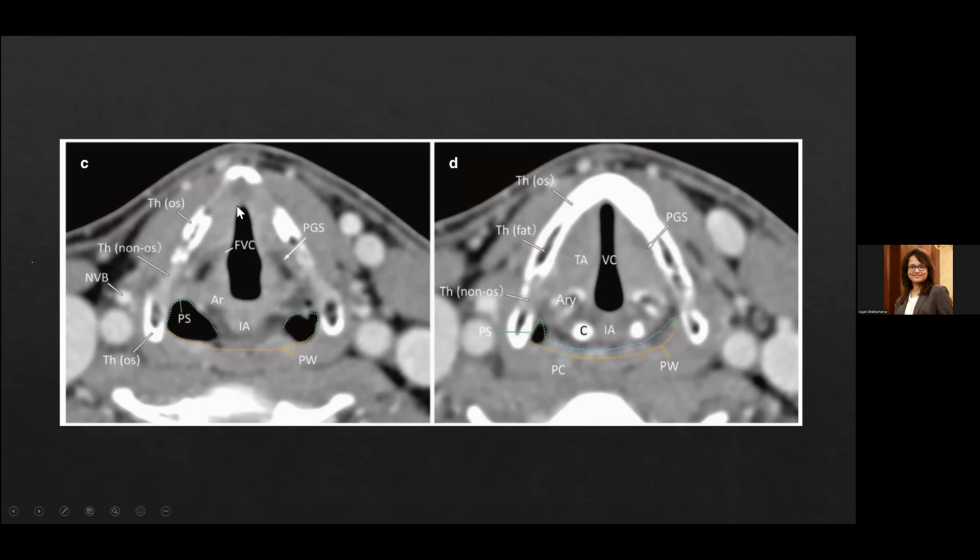Now, again, these are the aryepiglottic folds, and this is the piriform sinus of the right side, piriform sinus of the left side, and this is the posterior pharyngeal wall. Now, let's come to identification of the ossification of the cartilages.